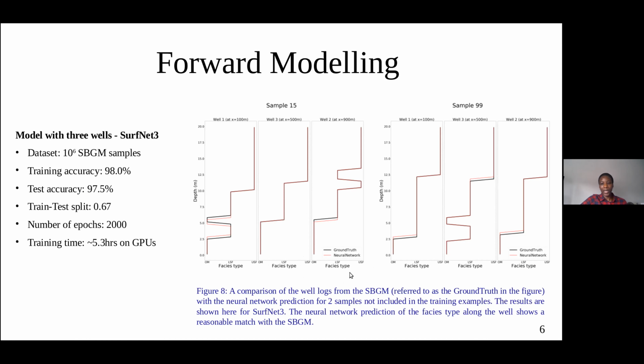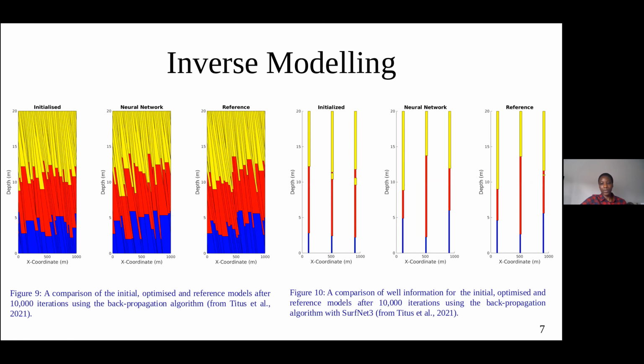So with a model that has a high degree of accuracy, we're then able to perform the inversion that I explained in the previous slide, where we use the pre-trained model, calculate the mismatch, and iteratively update the model inputs. So this is the result of the inverse modeling. What you can see here is we have an initialized model, and then we have a reference model, and then this is the optimized model from the approach using the neural network.